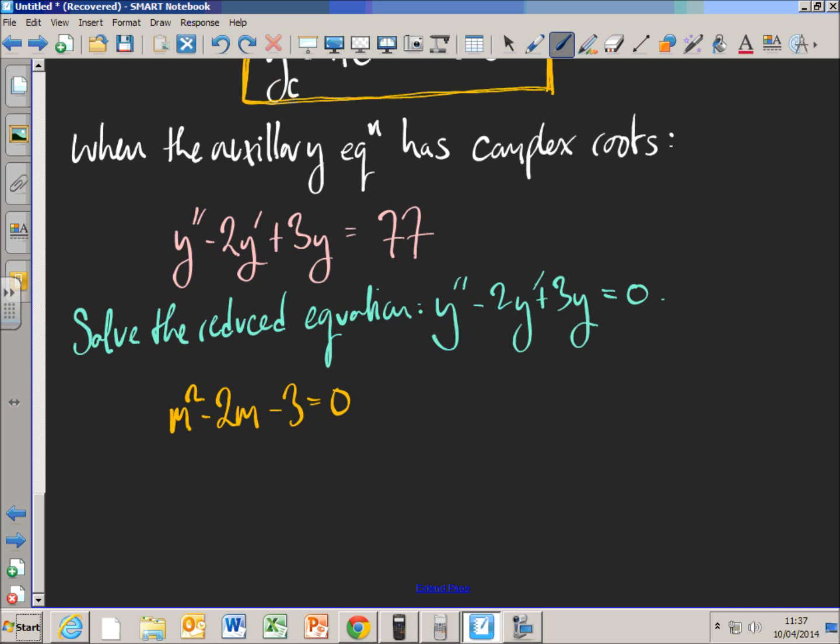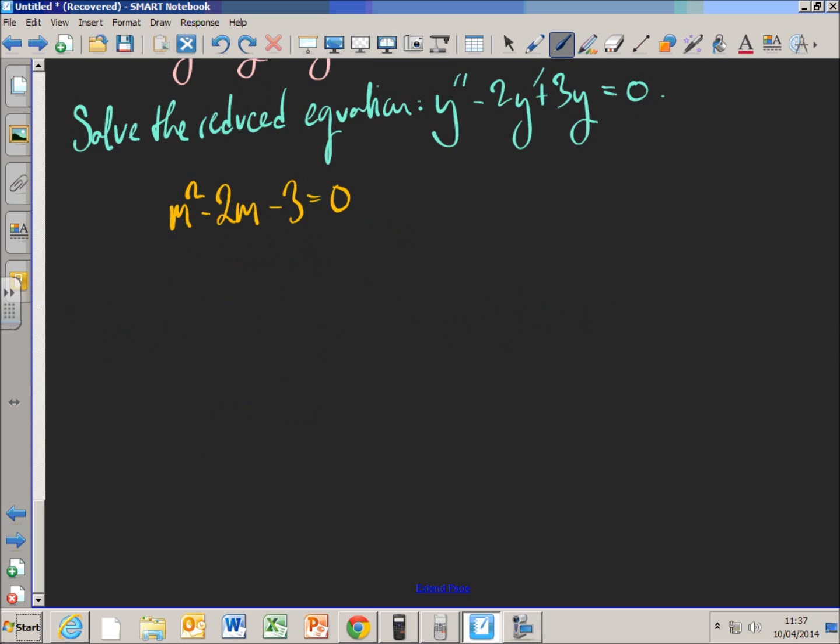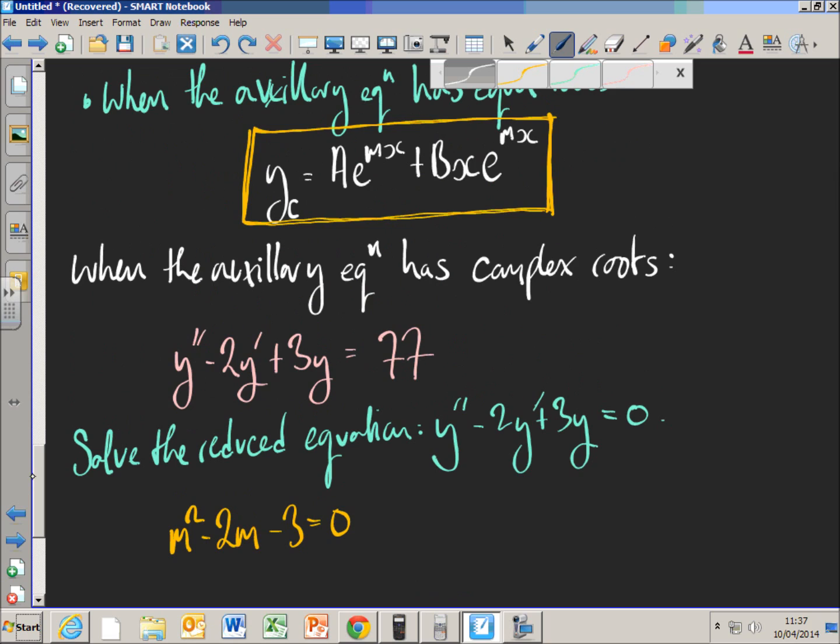Now, you already know the answer. Is this going to factorise? No. So I've got to do a bit of quadratic formula. So let's do the quadratic formula. Have I copied down the question wrong? Yes, it's my fault. That should be a plus, shouldn't it? Yeah, that's better.